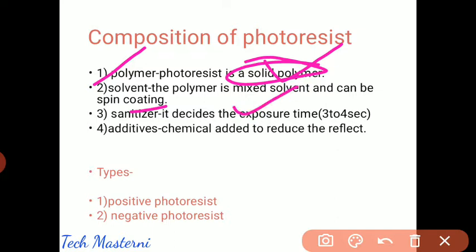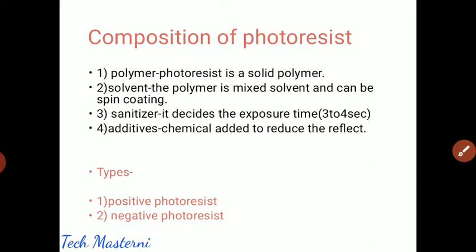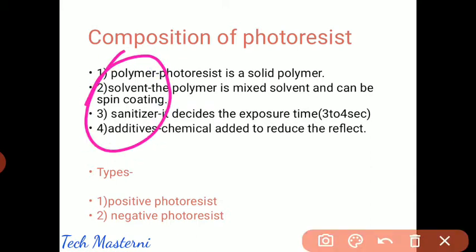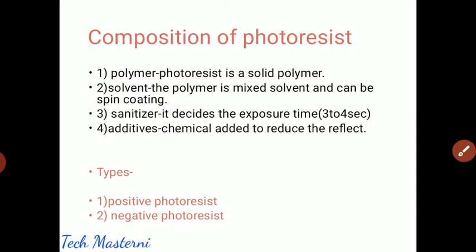Okay, and the next one is additives. Additives are the materials which are added to reduce the reflections. So this is very important. This already came in the previous year paper, so take care of it. Now we will understand the types of photoresist. We have two types of photoresist. First one is a positive photoresist and second is a negative photoresist.